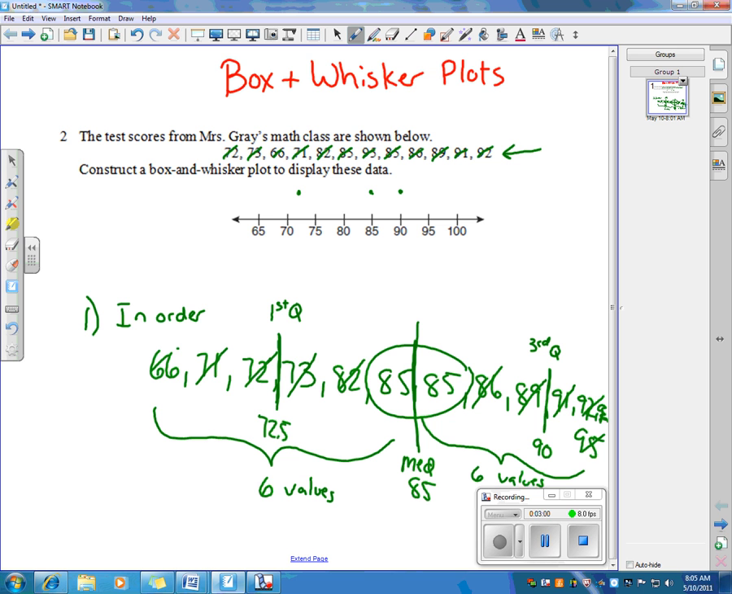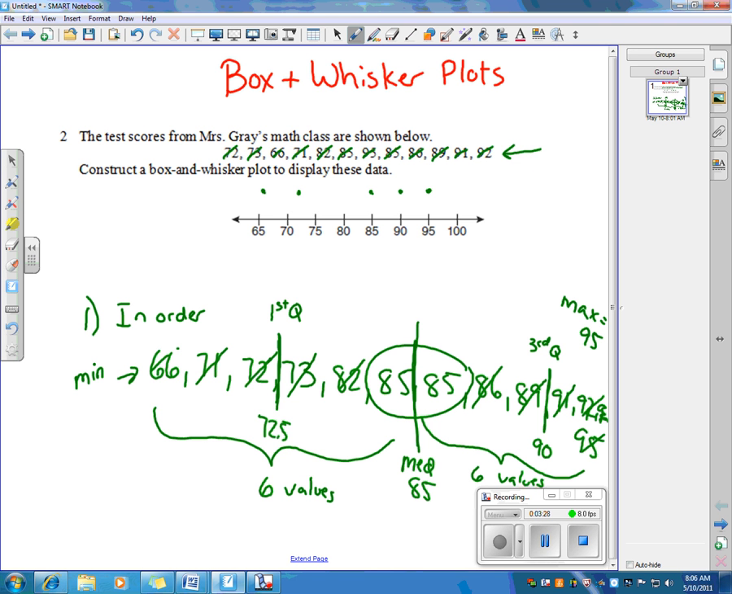Now the other 2 things that we need are our minimum and our maximum. Our minimum is our lowest value, and the maximum is over here. Our maximum, I'll write above. That maximum is going to be 95. So I'm going to place dots above 66 where I think it's going to go, and then right above that 95. So now we have all those values that we need to make our box and whisker plot.